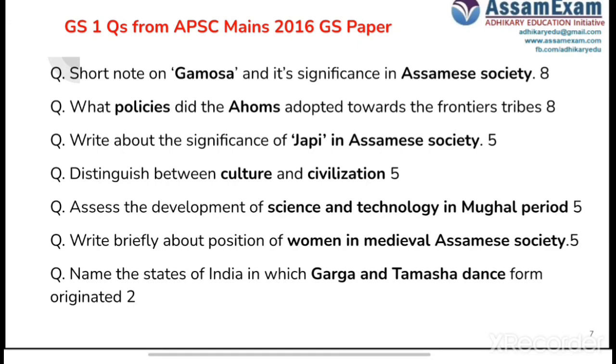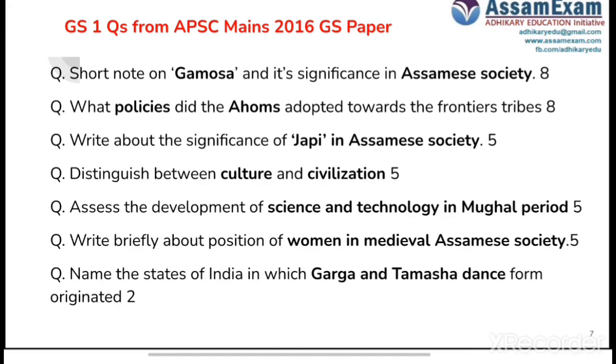Next, assess the development of science and technology in Mughal period. So during the medieval period, how India's science and technology and other developments happened. Questions can be asked related to those topics: social, political, economic, or scientific development. Any significant events that happened, we should have a brief idea about that.